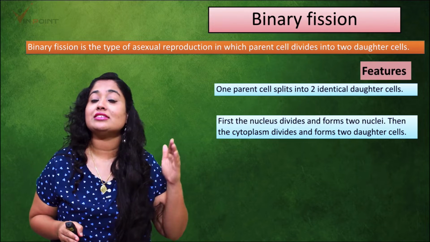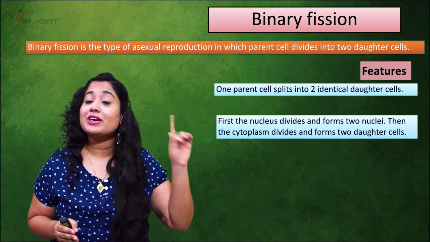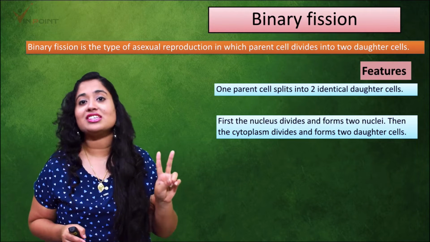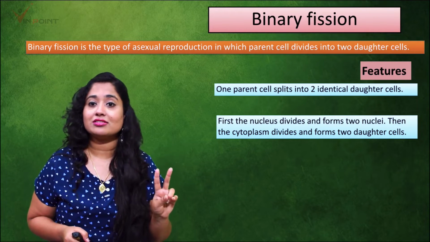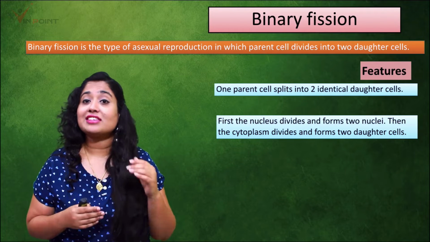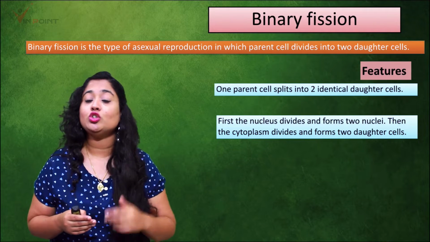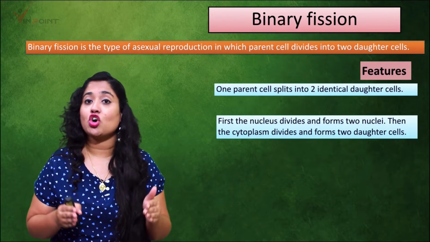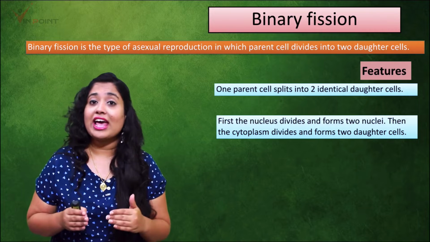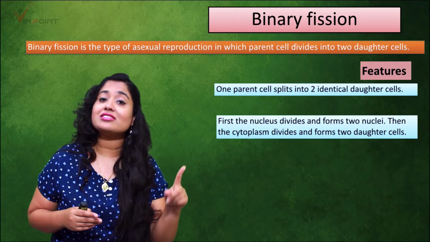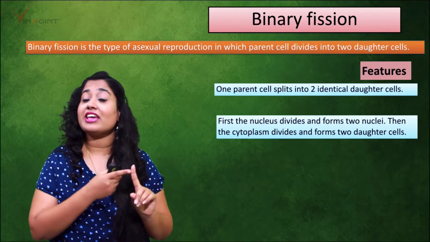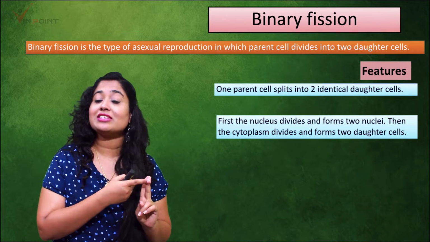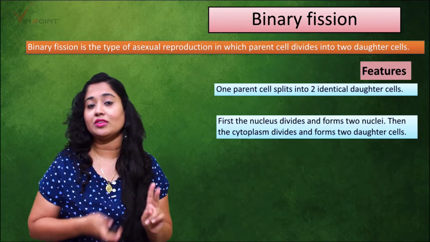First, the nucleus divides. The nucleus which is present inside the cell will split into two. This process is called as karyokinesis. And later on, the cytoplasm divides into two daughter cells. This process, when the cytoplasm divides, is called as cytokinesis. So we have learned two terms, karyokinesis and cytokinesis. Karyokinesis means that the nucleus divides, and cytokinesis means the division of cytoplasm.